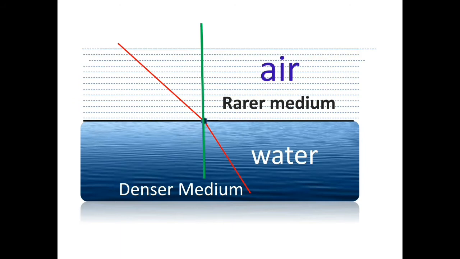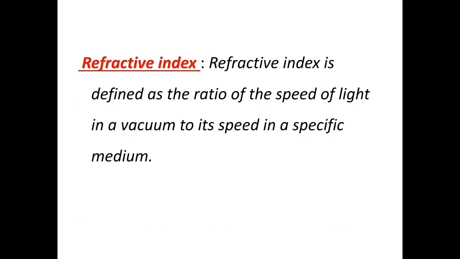But what is refractive index? Let us know the definition of refractive index here. Refractive index is the ratio of the speed of light in a vacuum to the speed of light in a specific medium.